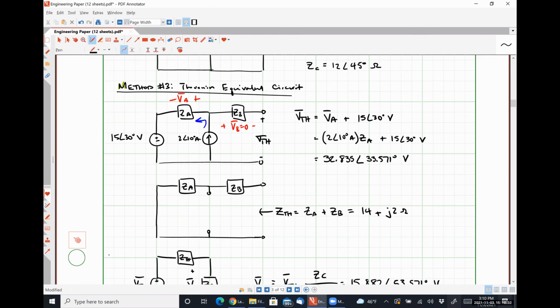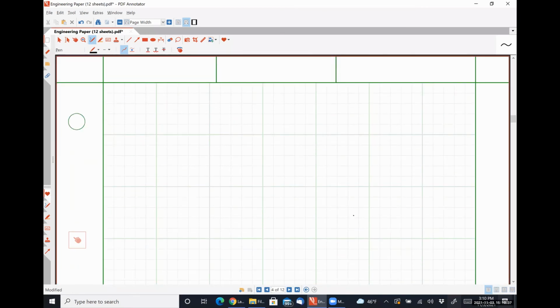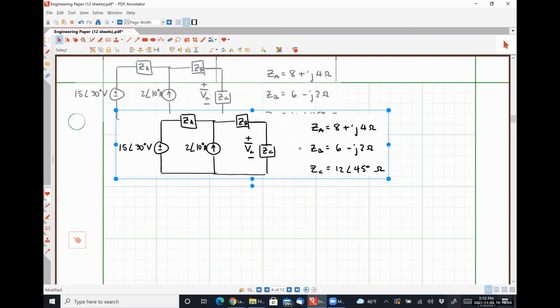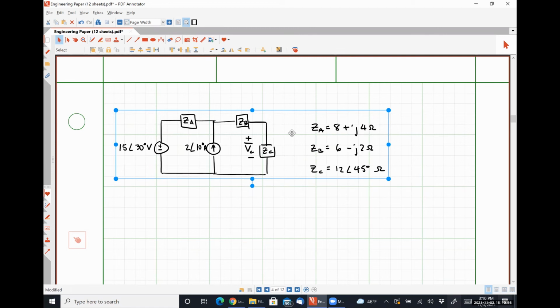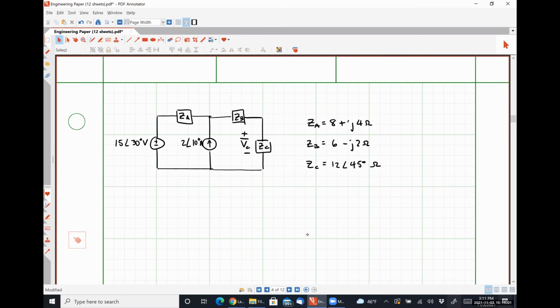Is nodal analysis, in air quotes, okay? So I don't even remember what number this is. All right.